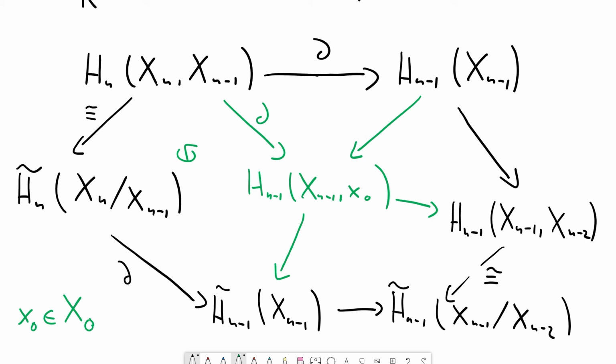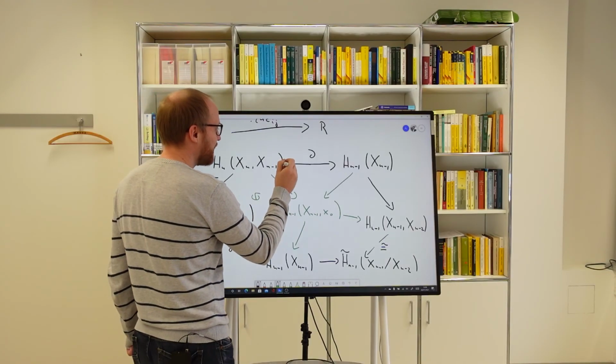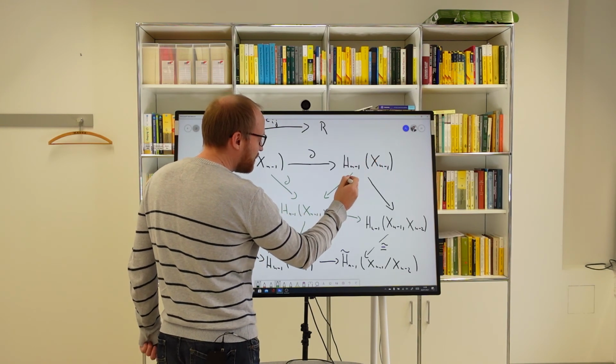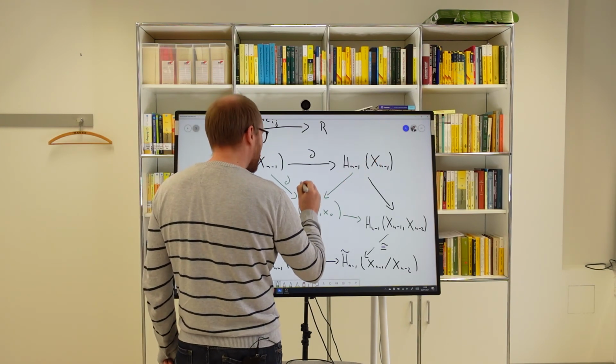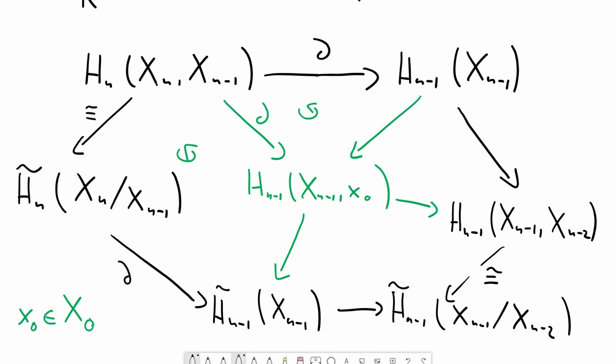Then why does this triangle here commute? This is just the definition of the boundary map in the triple sequence. The boundary map in the triple sequence was defined as taking the ordinary boundary map and then including back into the pair here. So this also commutes, just by definition of the triple sequence boundary map.